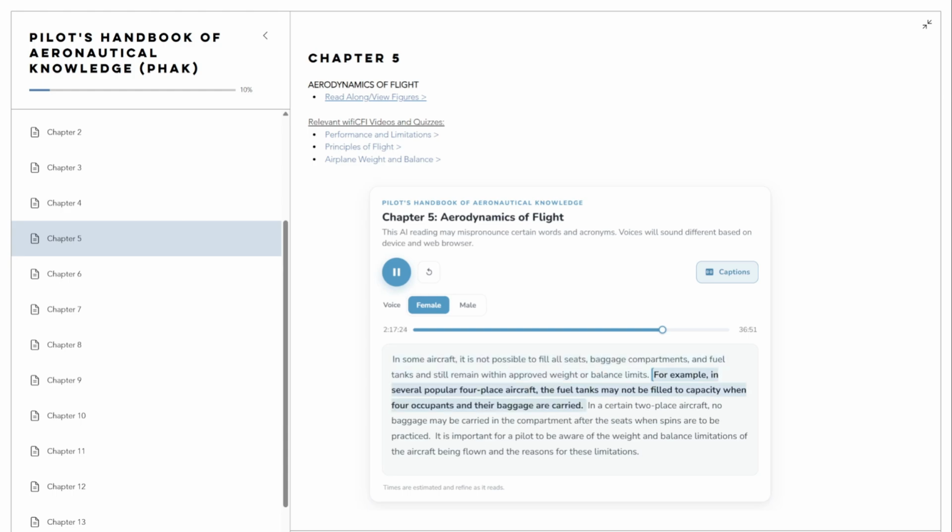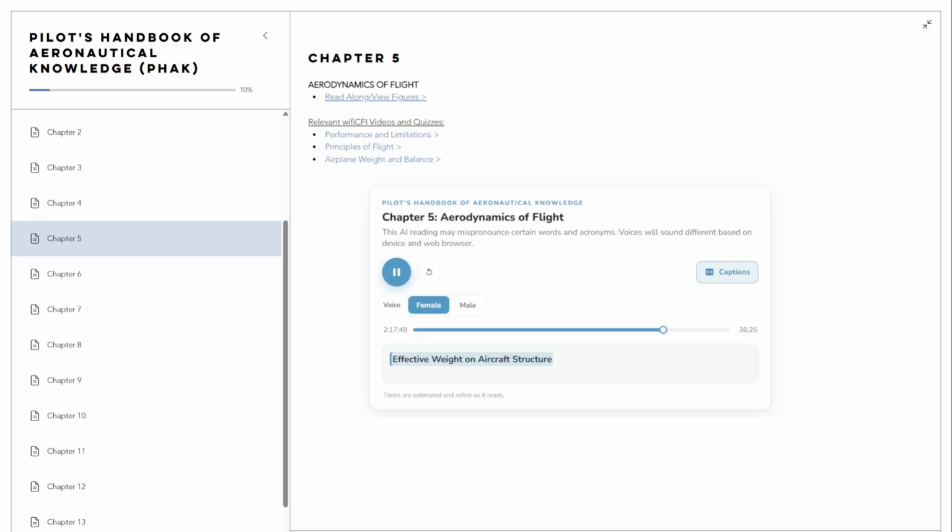For example, in several popular 4-place aircraft, the fuel tanks may not be filled to capacity when 4 occupants and their baggage are carried. In a certain 2-place aircraft, no baggage may be carried in the compartment after the seats when spins are to be practiced. It is important for a pilot to be aware of the weight and balance limitations of the aircraft being flown and the reasons for these limitations.